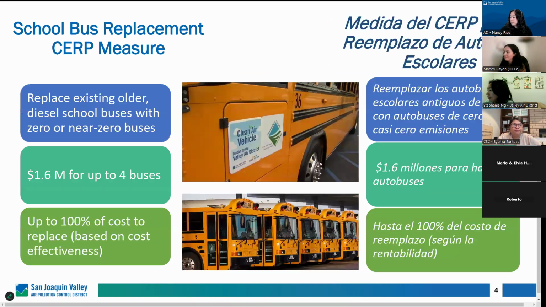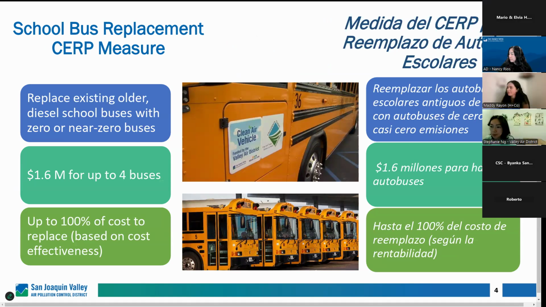And the next thing that we do have an update on: during our agenda setting meeting, we did have a CSC member ask for an update on one of our measures, which is our school bus replacement measure. As a reminder, the goal of this measure is to replace existing older diesel school buses with zero or near zero buses. So in the SERP, we have about $1.6 million set aside for this measure. And through this measure, we are able to pay for up to 100% of the cost to replace these buses. And this depends on something called cost effectiveness.